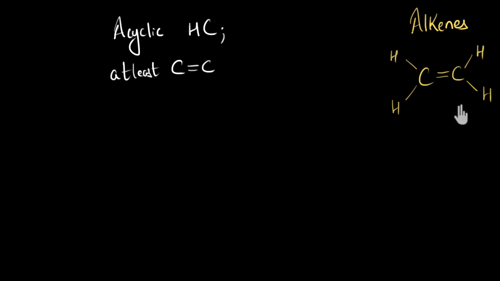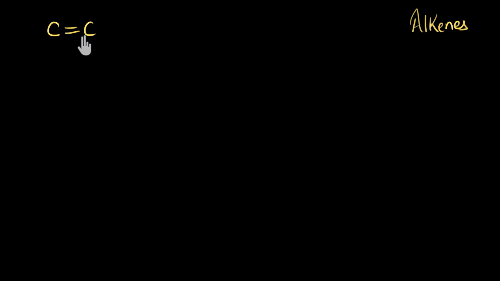Now, can you pause the video and think about whether there can be an alkene with just one single carbon atom? Pause and think. So, no, that's not possible because alkenes need at least one pair of carbon atoms with a double bond in between them. One pair means we need at least 2 carbons. So an alkene with a single carbon atom is not possible. So here I have 2 carbons with a double bond in between them.